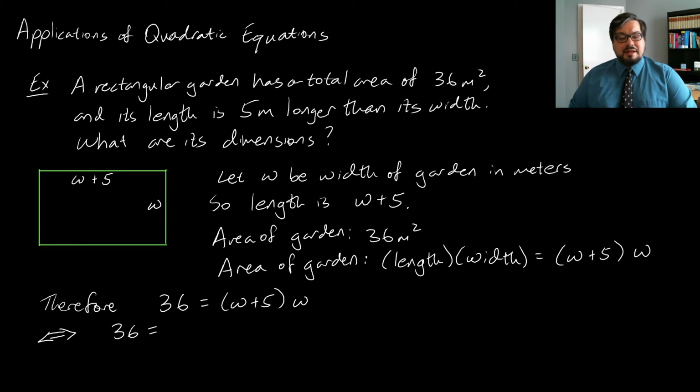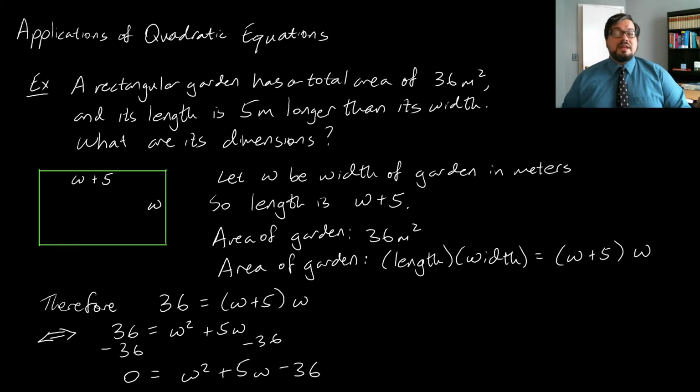So we can expand the right-hand side, get this as 36 equals W squared plus 5W. We can subtract 36 from both sides and be left with 0 equals W squared plus 5W minus 36. And now we have the quadratic equation in standard form, which is usually what we want to do first.